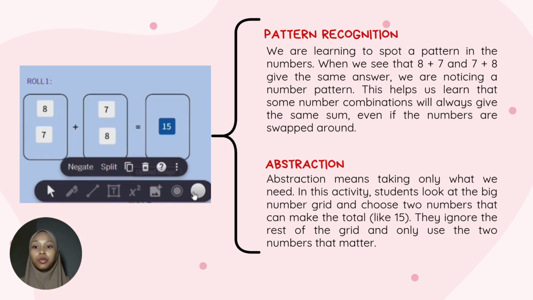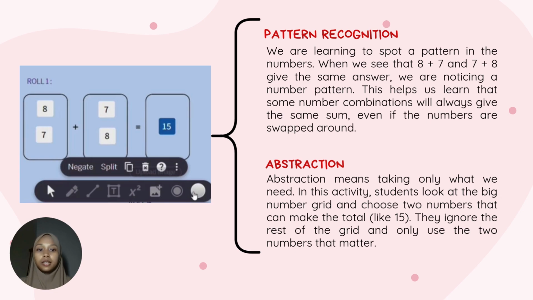Next, this is one of the steps to finish the online activity, which is to drag the number and put it in the grid. From this activity, students will learn 2 computational thinking elements at one time. The first one is pattern recognition and the second one is abstraction. I will explain pattern recognition first. We are learning to spot a pattern in the numbers when we see that 8 plus 7 and 7 plus 8 give the same answer, which is 15.